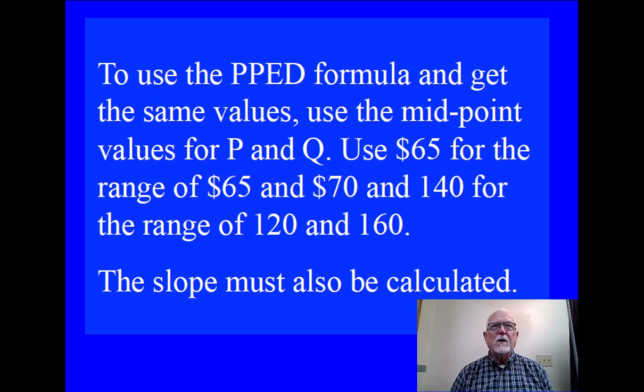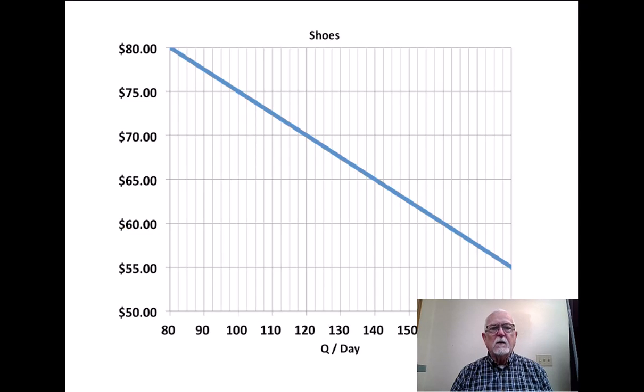Let's utilize the same $60 and $70, but apply the point price elasticity formula. Well, instead of the 60 and the 70, we'd use what's right in between, 65, and instead of using 120 and 160 in the calculations, we'd use what's right in between, 140. And then we also have to have the calculation of the slope. So remember, on slope, we pick any two particular points.